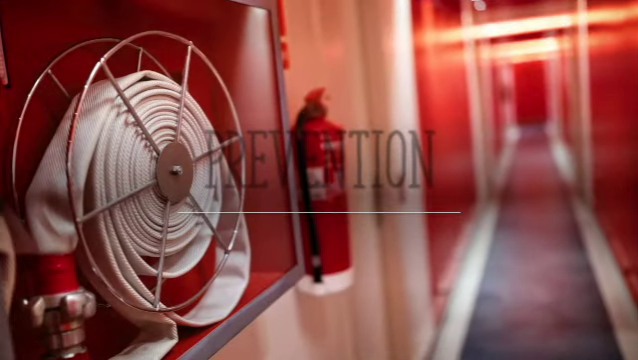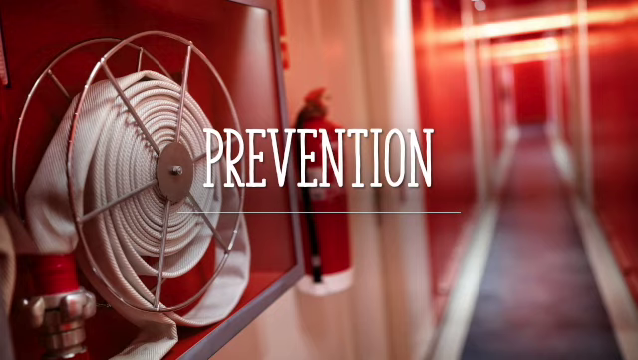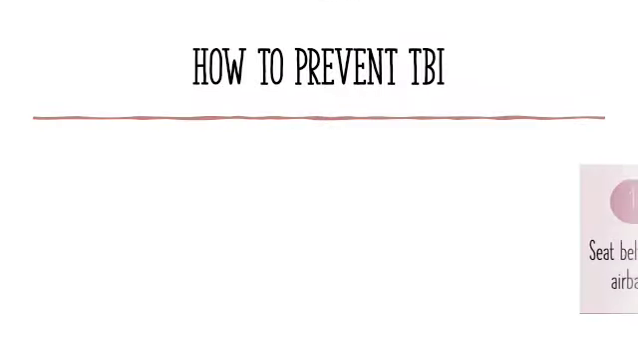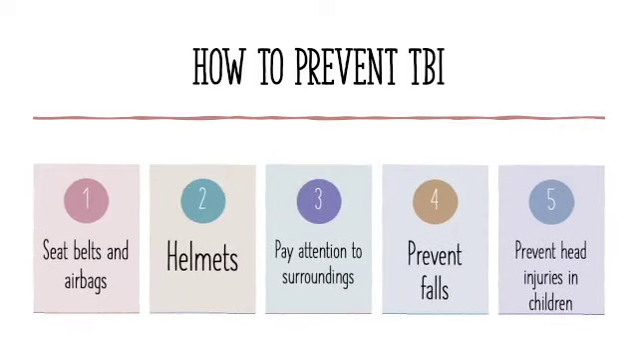So what can we do to prevent traumatic brain injury from occurring? First and foremost, seat belts are of the utmost importance. Be sure to always wear your seatbelt correctly and make sure the airbags are functioning. The second tip is to always wear a helmet if you're riding a bike, if you're riding a motorcycle, if you're on skates or a skateboard. Any potential of falling and hitting your head, make sure you have on a helmet.